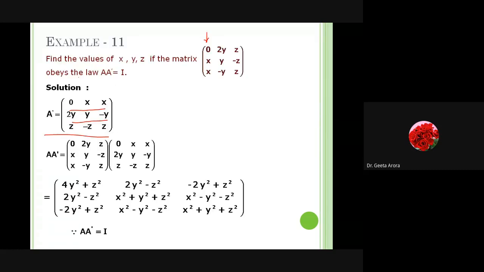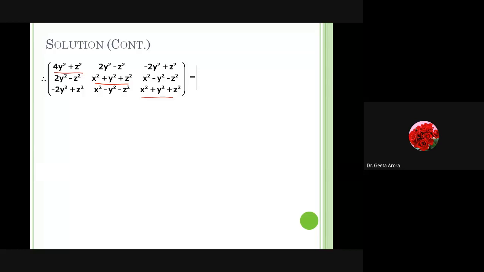Here we have to find out the value of x, y, z if the matrix obeys the law A into A dash is identity. Already given that A into A dash is I. So first we have to find out what is A and what is A dash. We have to multiply the two expressions, and after multiplication we have to see which values can be compared to solve for x, y and z.